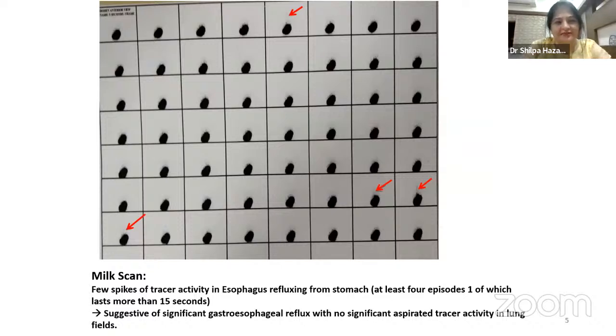Even here, we used to do a barium previously, and again there's a milk scan. Now I throw the thing open to Gautam: what is the gold standard? What do we as pediatricians recommend and do to diagnose and stamp this child as having GERD?